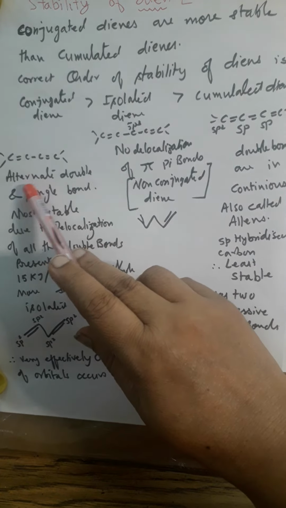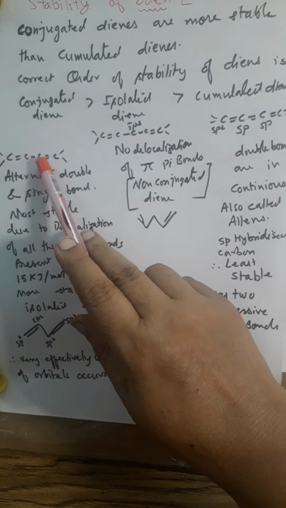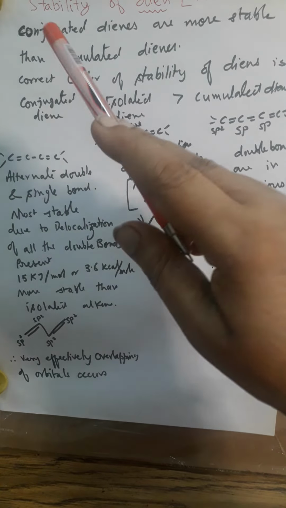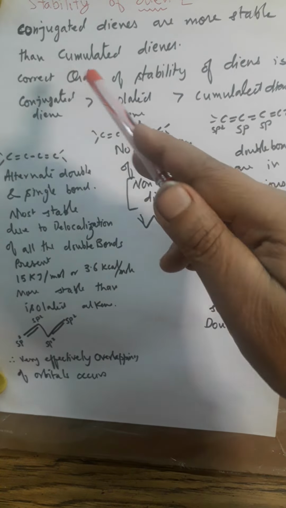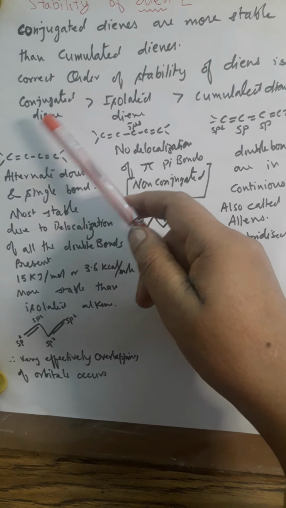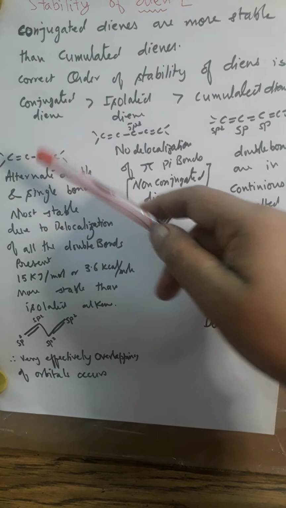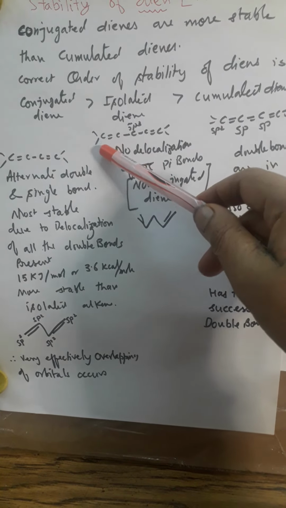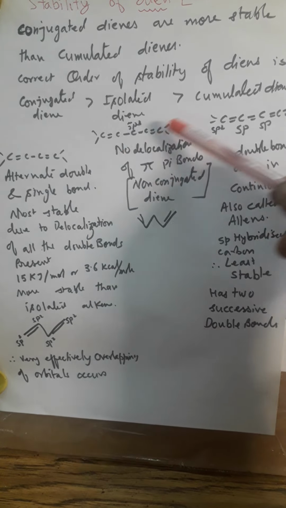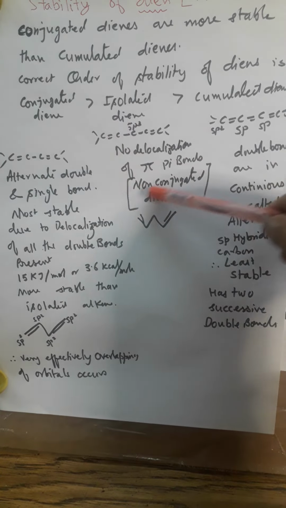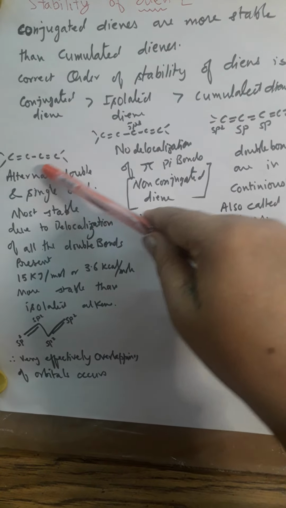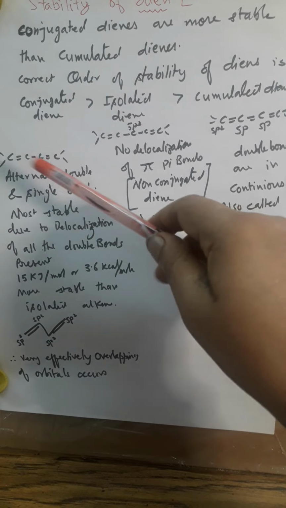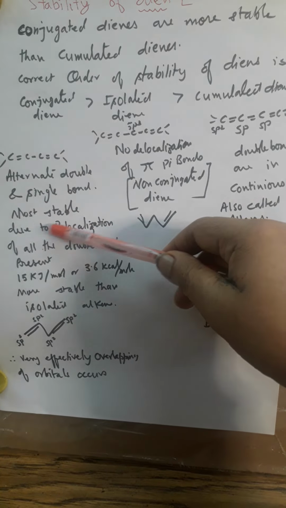See here, these are alternate double bonds: double bond, single bond, then double bond. So this is called alternate double bonds, and that is called conjugated diene. Those alkadienes which have alternate double bonds are called conjugated dienes. Those alkadienes which have two double bonds far away from each other have no delocalization of pi electrons. Here, when they are in conjugation with each other and alternate bonds are present, there will be delocalization of pi electrons. Clear?